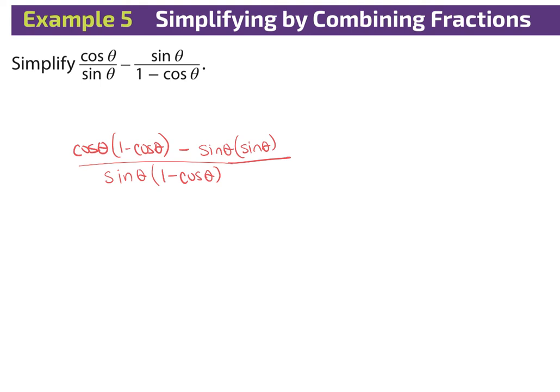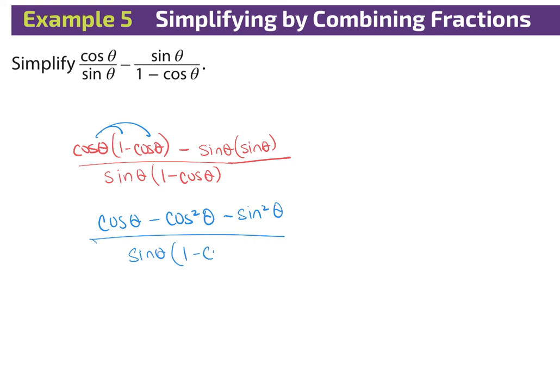When I have something like this, the only thing you're going to do at this point is start simplifying, all right? I'm not going to simplify the denominator yet. I'm just going to distribute this cosine. So I end up with cosine of theta minus cosine squared of theta minus sine squared of theta, which again should make you think of something, right?